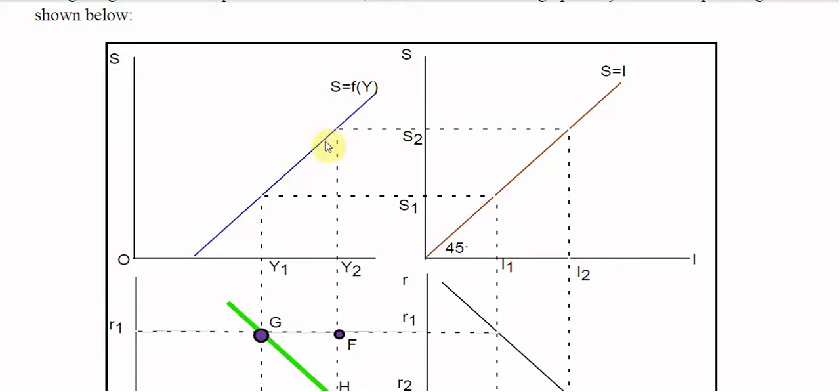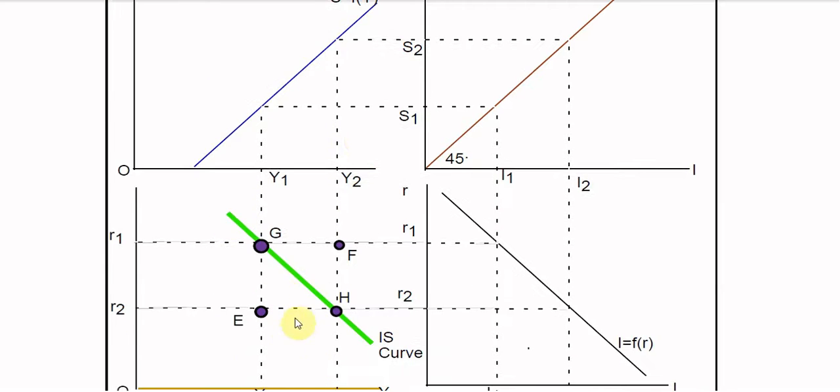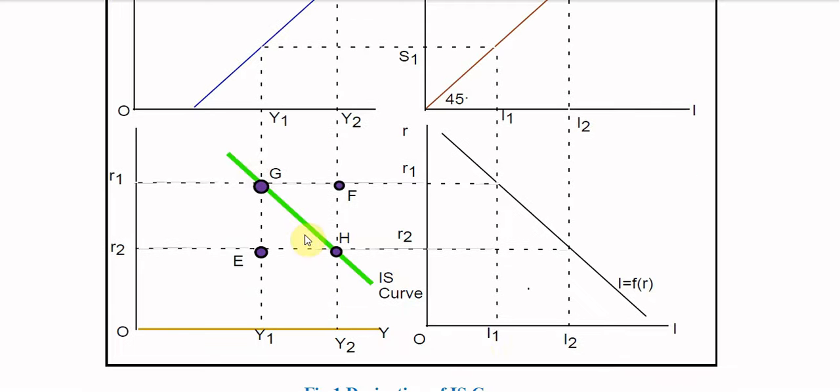The third panel, panel C, shows the saving curve. Saving depends on income, and as income increases, saving increases. The saving is a positive function of income, that's why it is an upward sloping function. And panel D shows the derived IS curve.